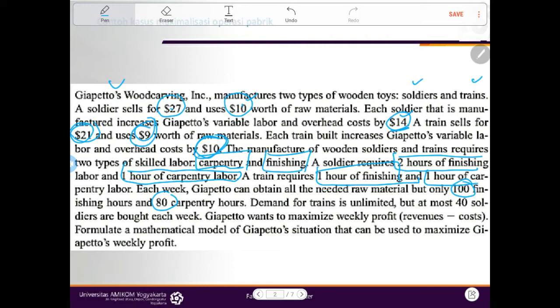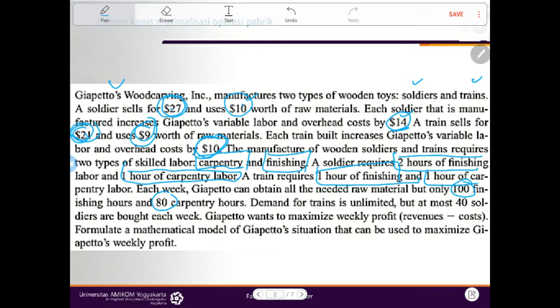And the demand for the train is unlimited. So you can make any number of trains, because you can sell any number. But you can see that the train price is only 21. If you can sell the soldier, it's more expensive.